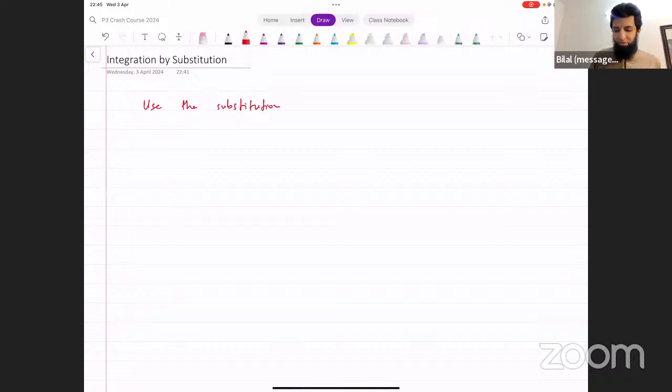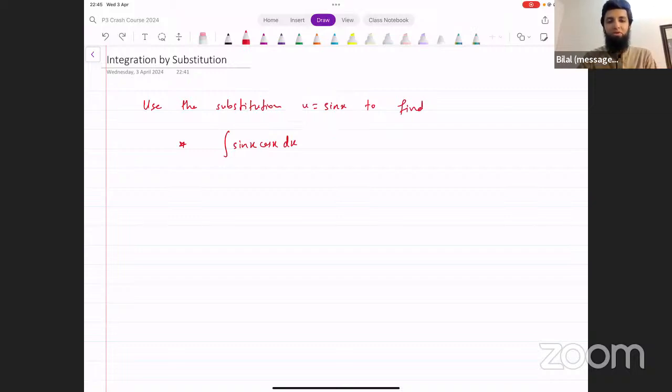Use the substitution u equals sine x to integrate sine x into cos x with respect to x. All right. So you need to integrate this function now, sine x into cos x, using substitution. And what's the substitution? The substitution is u equals sine x. So they have told you what substitution to use. It's u equals sine x.